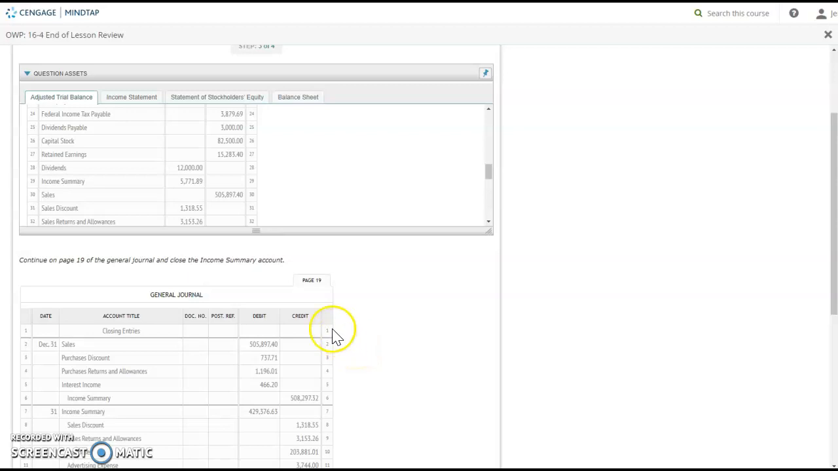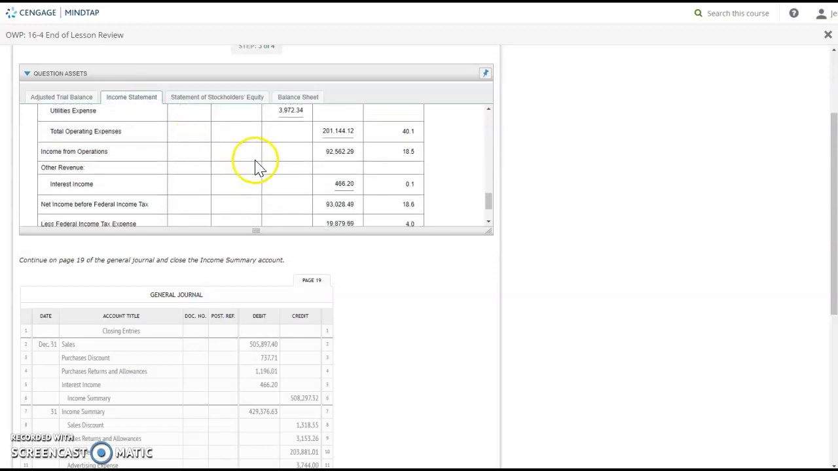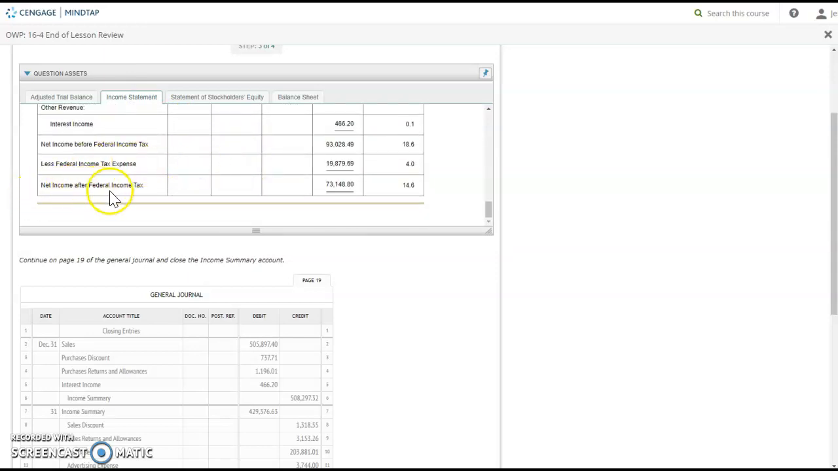Now that's one way to figure it out. Remember, we're closing our income summary. I'm also going to go to my income statement, and really this is the way that we can check our answer. I'm going to go down to my net income after federal income tax, and notice it shows me this number. This should look familiar because that should be the number that we just calculated for our income summary. I would say what happens though is we need to know, do we debit or do we credit our income summary?